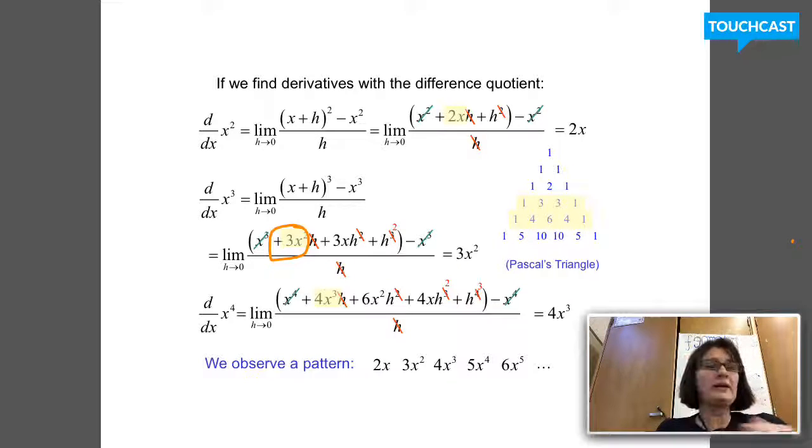The derivative of x squared is 2x. The derivative of x cubed is 3x squared. The derivative of x to the 4th is 4x cubed. The derivative of x to the 5th is 5x to the 4th. Here's a pattern that we can use. We formalize it with what we call the power rule.